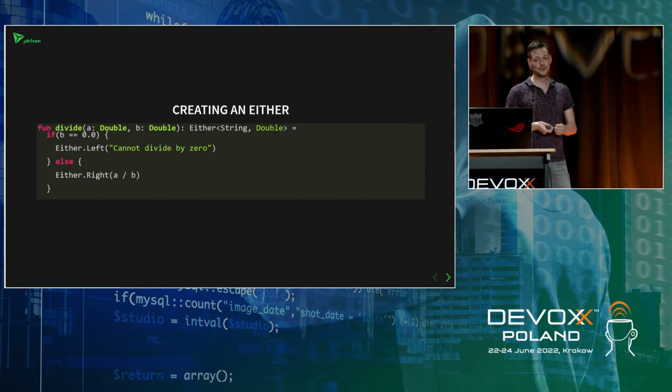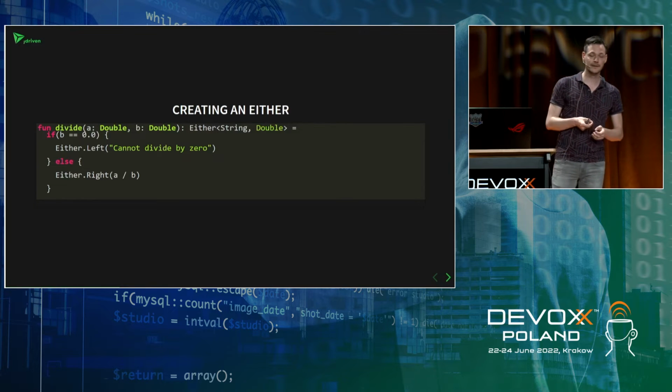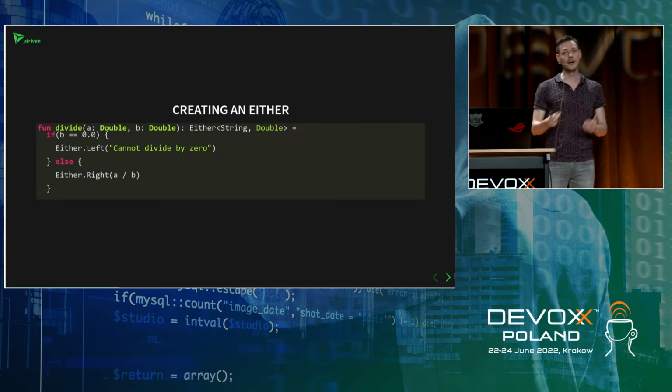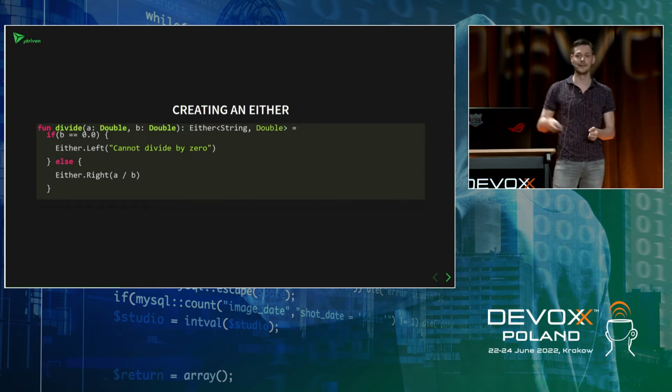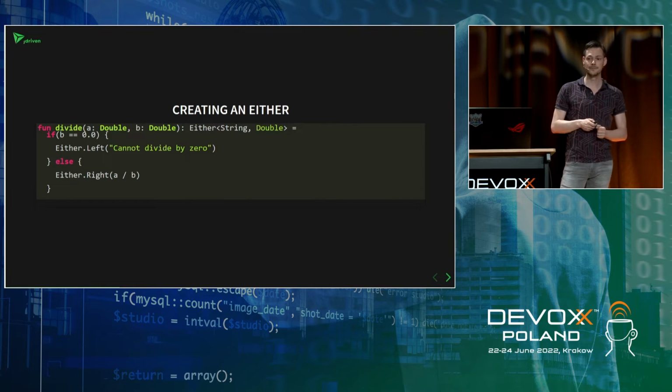If we turn that into our divide problem, we can now see that our function signature is, given 2 doubles, I either return an instance of Left containing a String, or I return an instance of Right containing a Double. And we can do our if check. In Kotlin, we don't need a new keyword, so we can just create an instance using Either.Left. And otherwise, we return an instance of Either.Right containing the correct answer.